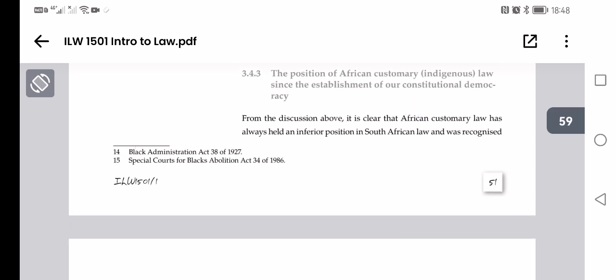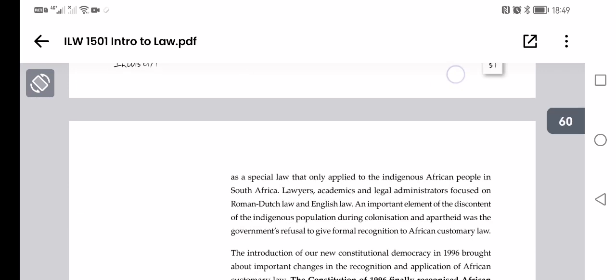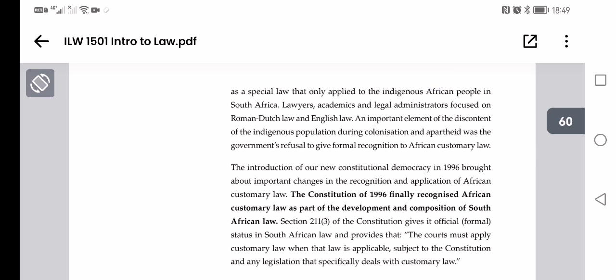The position of African customary indigenous law since the establishment of our constitutional democracy. From the discussion above, it is clear that African customary law has always been held in an inferior position in South African law and was recognized as a special law that only applied to the indigenous African people in South Africa. Lawyers, academics, and legal administrators focused on Roman Dutch law and English law.